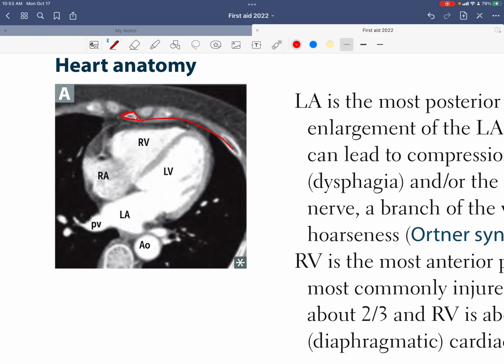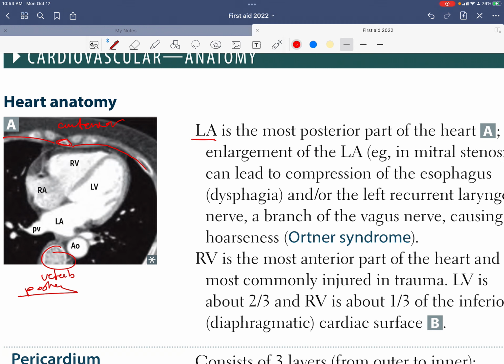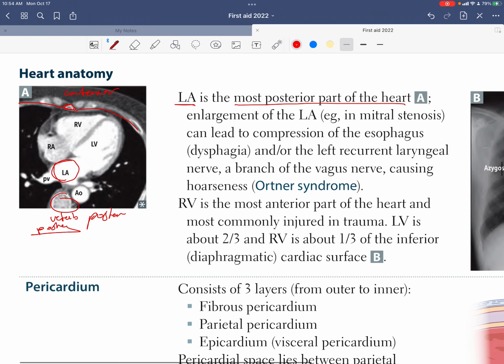The heart. So the anatomy of the heart, if we look at this imaging here, this is the sternum, and these are the intercostals and costals. So basically this is the anterior of the body, and this is the vertebra, so this is the posterior of the body. It says here that the left atrium is the most posterior part of the heart, and this is true because this is the left atrium and it's considered posterior. The most posterior part of the heart.